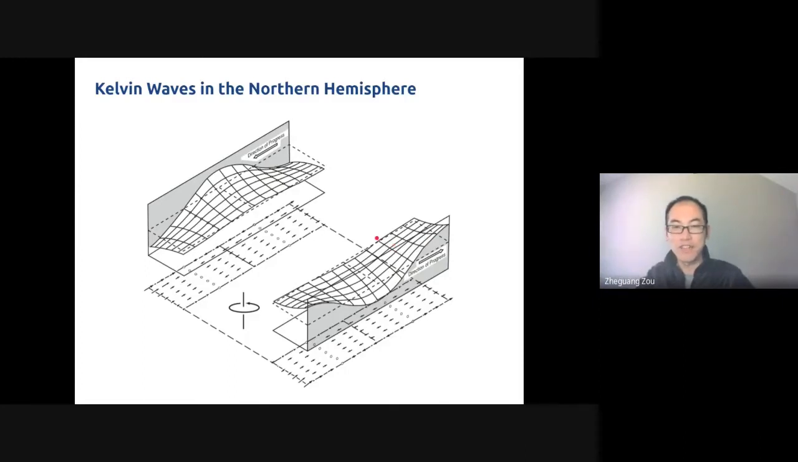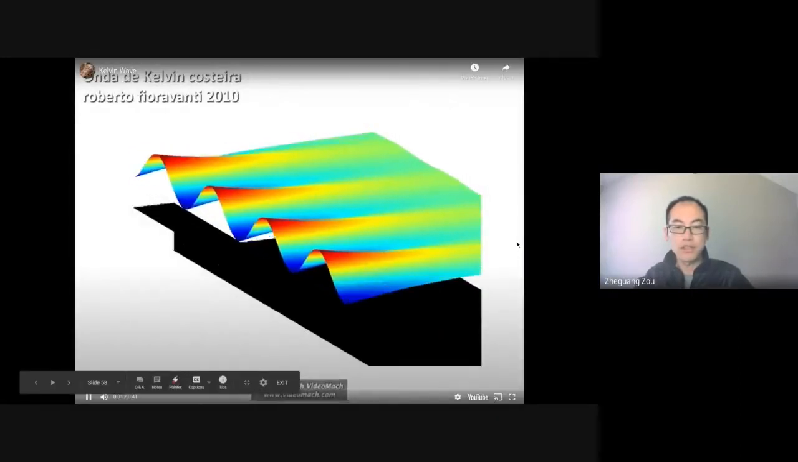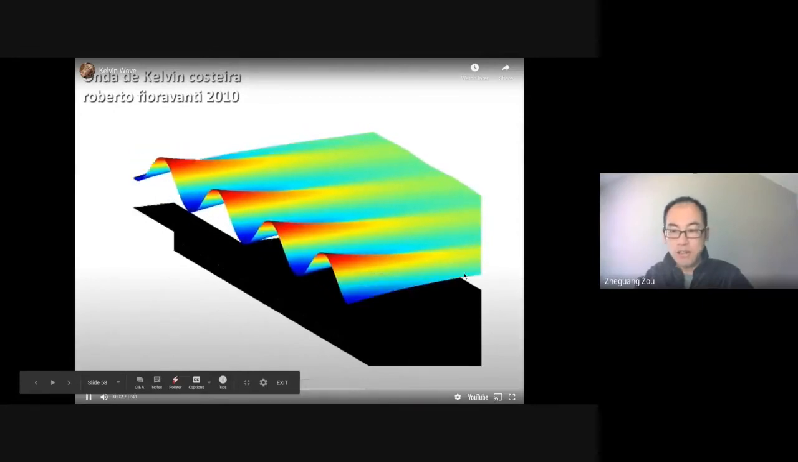And we have a lot of evidence for this. They observe this Kelvin wave. I think I have a video to show you what a Kelvin wave looks like, so it's easier for you to imagine. Okay, so this is how it looks. Let me repeat this.